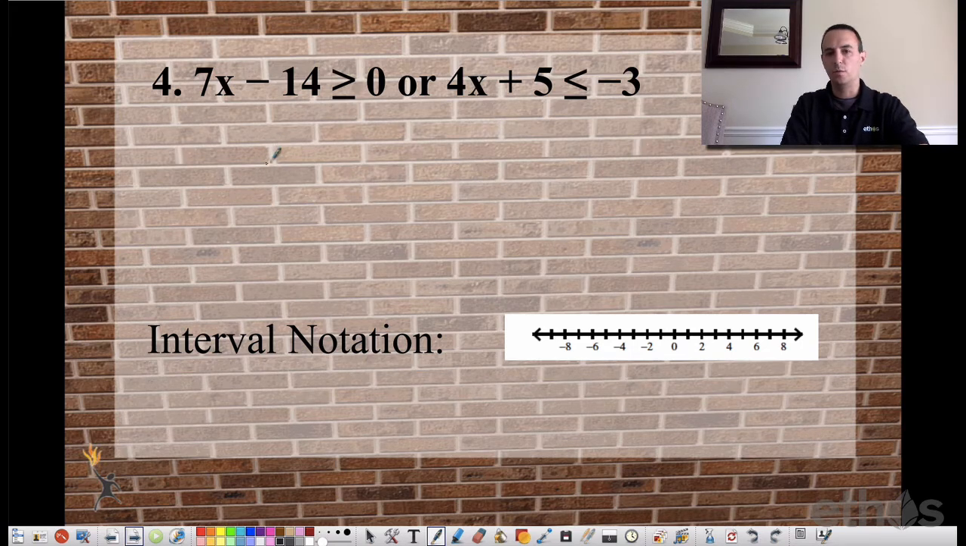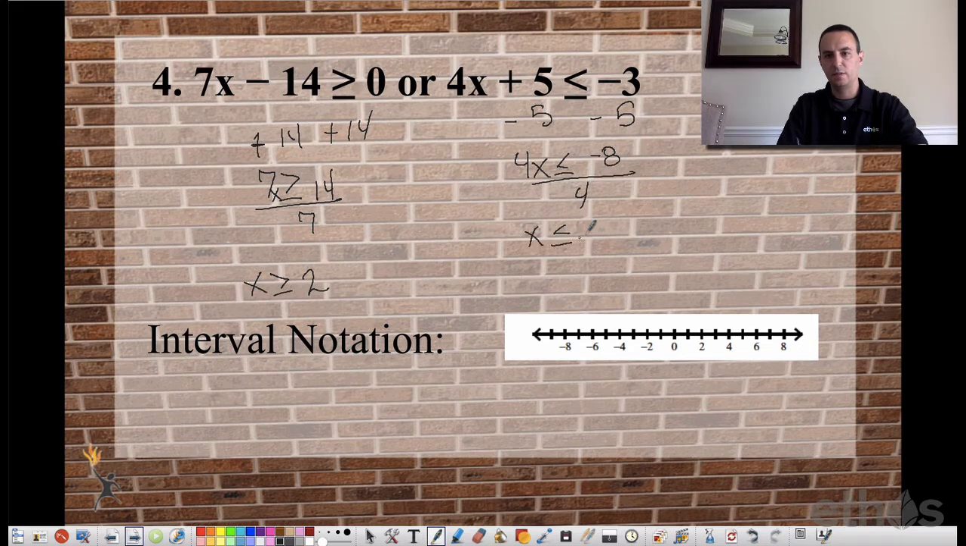All right, so I'm going to go ahead and walk through how to solve the equations. We're going to add 14. So we get 7x is greater than or equal to 14. And then we divide by 7. X is greater than or equal to 2. Now come over here, subtract 5. 4x is now less than or equal to -8. Divide by 4, and x is less than or equal to -2.